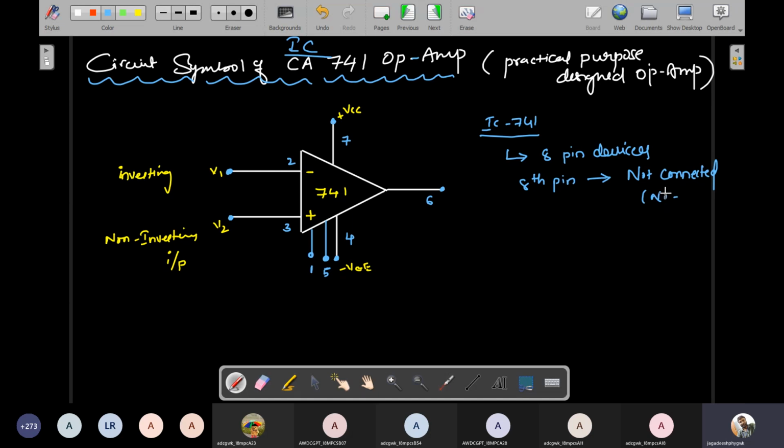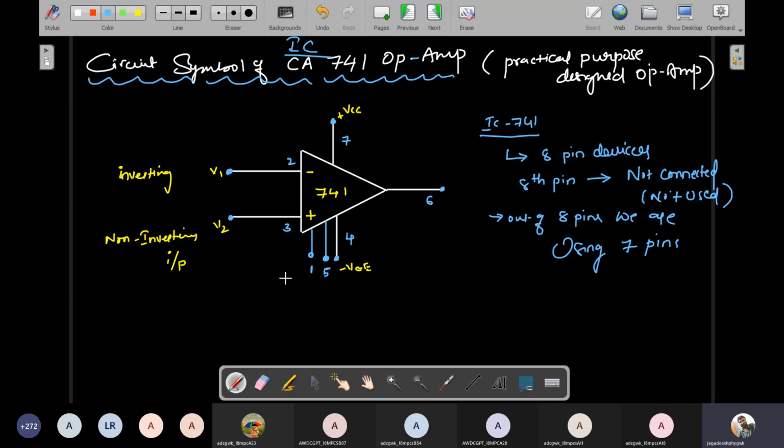This is called not connected pin or not used. Okay, so this is very important. So IC 741 is an 8 pin device and the 8th pin is not used, but we are using 7 pins. Out of these 8 pins we are using 7 pins.